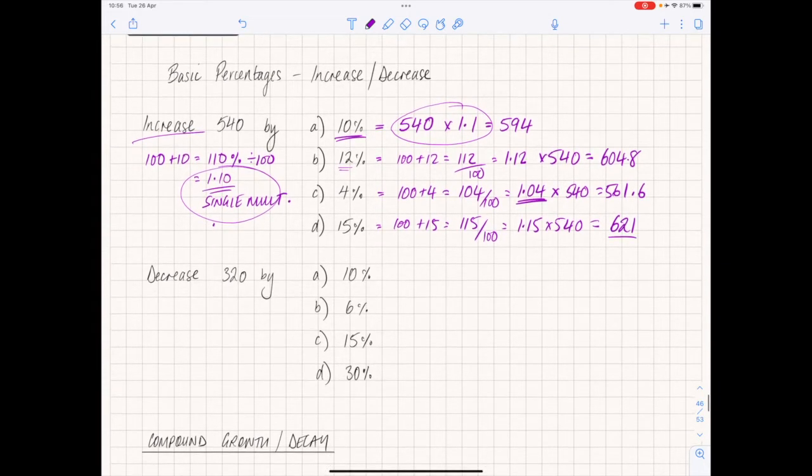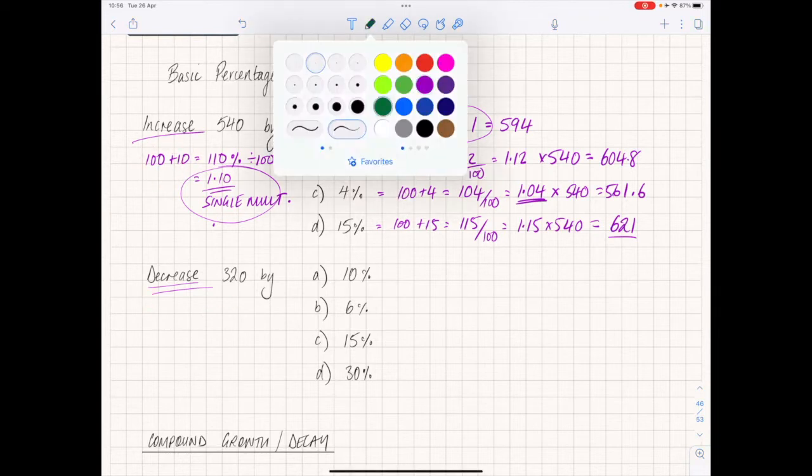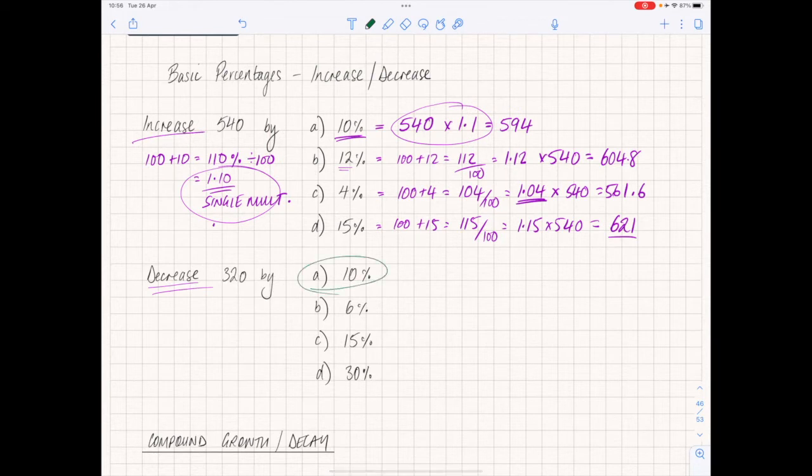Okay, so what happens if we're decreasing now? If a question says decrease it by a value, what do you think you need to do? My clue to you would be, up here, if we're increasing, we add it to 100. Think about what happens if you're decreasing. So in these examples, if I'm decreasing by 10%, you'll do 100 minus 10, which is 90, and then you divide that by 100 and get 0.9.